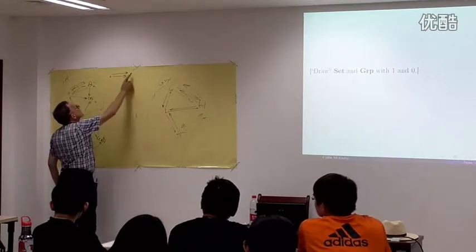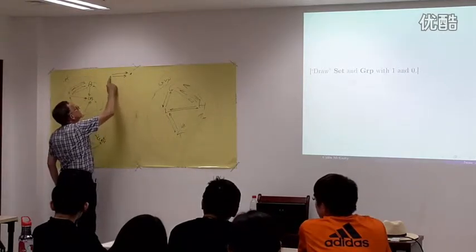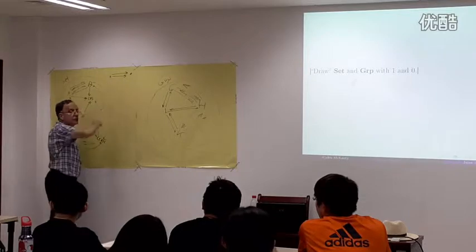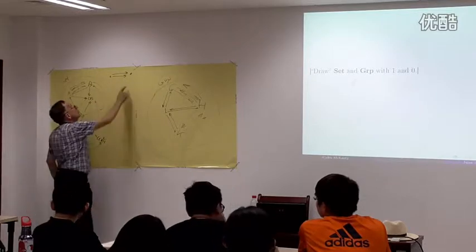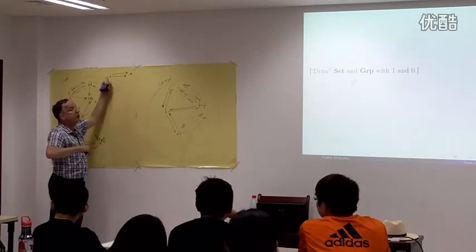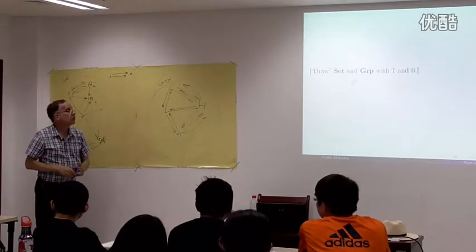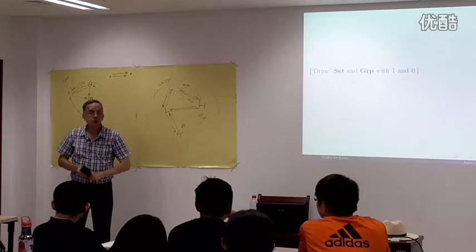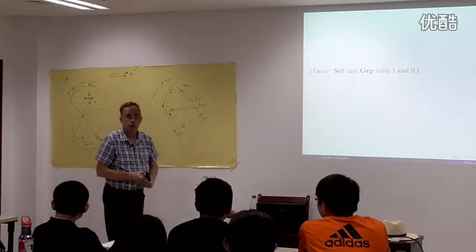And it's obviously not terminal because this has no arrows to it. This is not terminal because it has two arrows to it, not one, and it's not initial because it has no arrows. So a category might or might not have initial objects, might or might not have terminal objects.